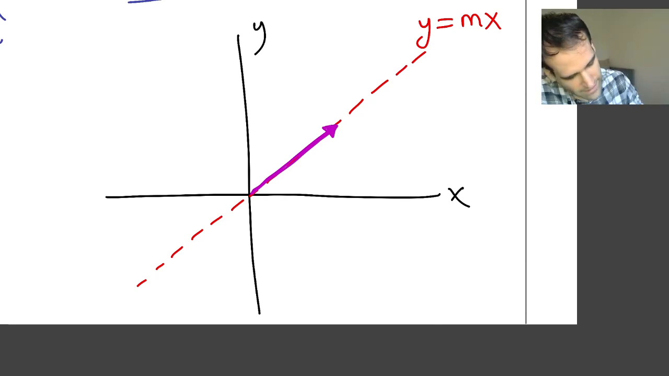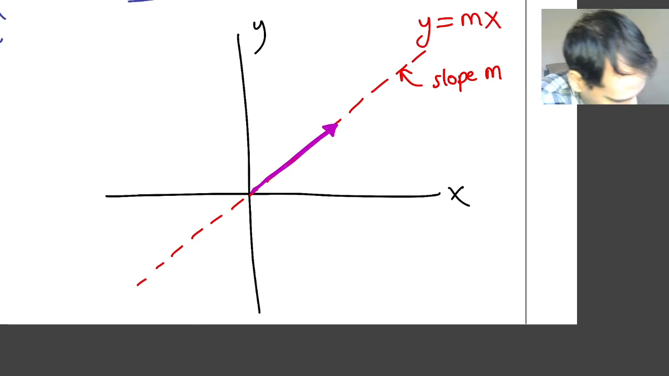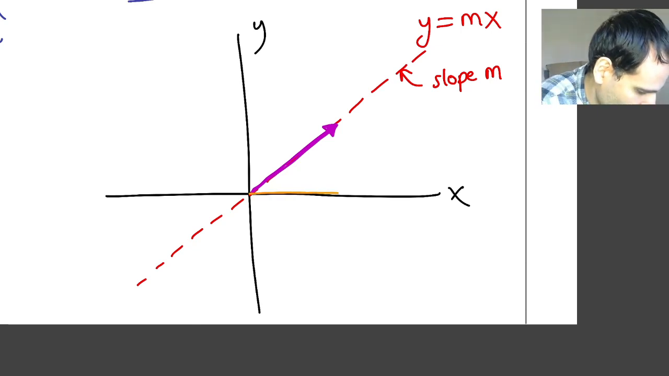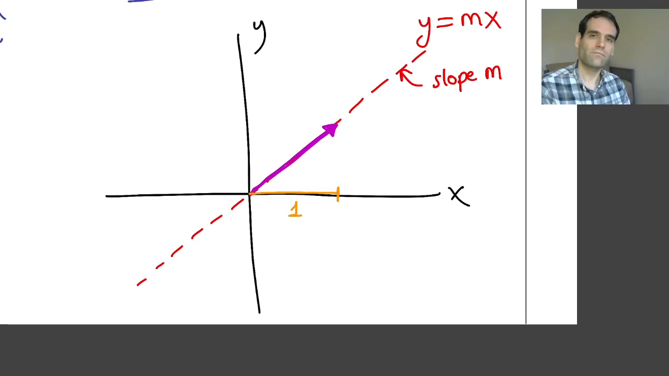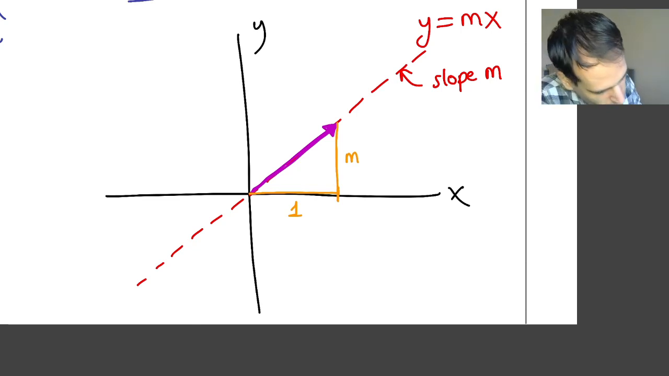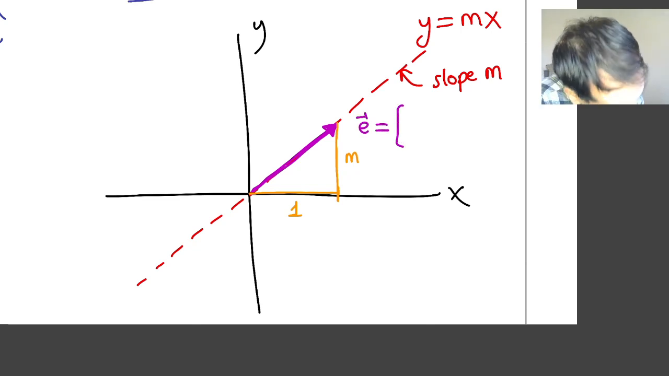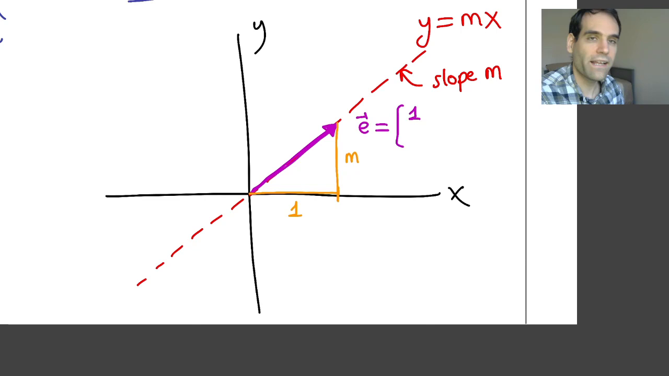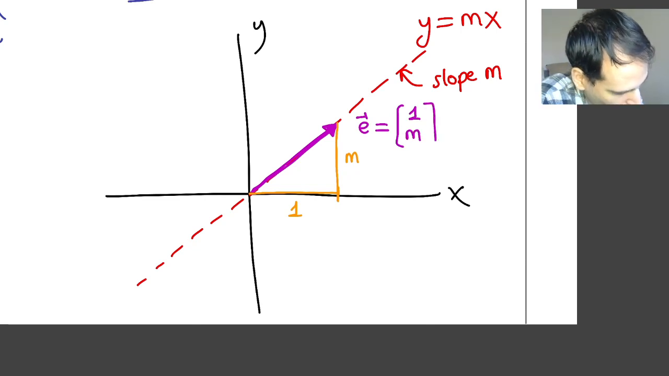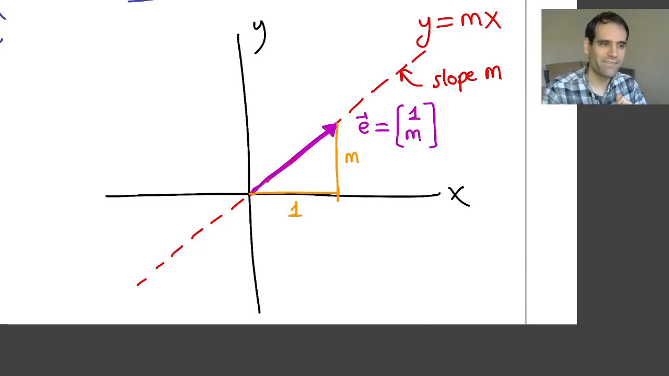Well, we know that this line has a slope m, right? What does the slope mean? If we move to the right 1 unit, then we move up by m units. That's the definition of slope. Therefore, we could say that this vector, let's call it e, is equal to 1 to the right, so 1 x hat, plus m up, m y hat. So it is the vector (1, m), a vector included in this line.